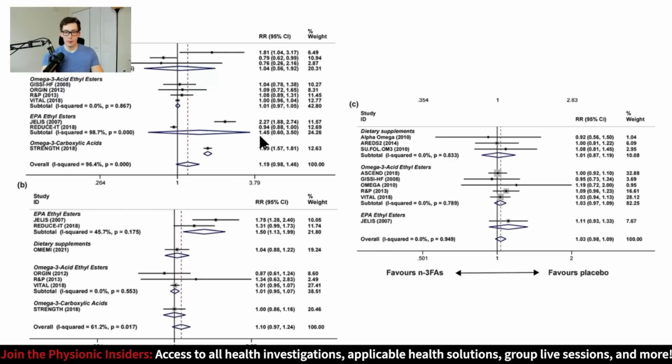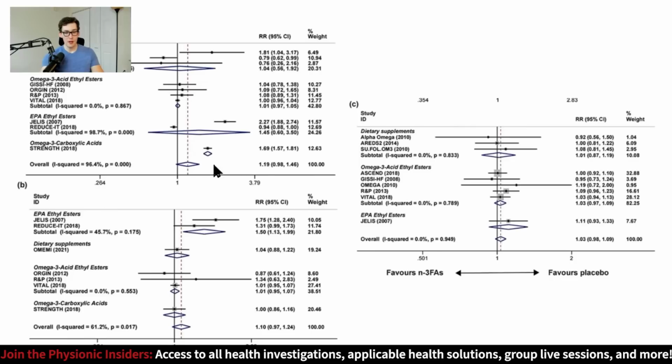Okay, now let me walk you through here. A here is gastrointestinal issues, so like discomfort. B is bleeding disorder, so an increased risk of bleeding. C is cancer risk. A, as much as this seems to move towards the right, is not statistically significant. That's probably because these are just so massively all over the place.